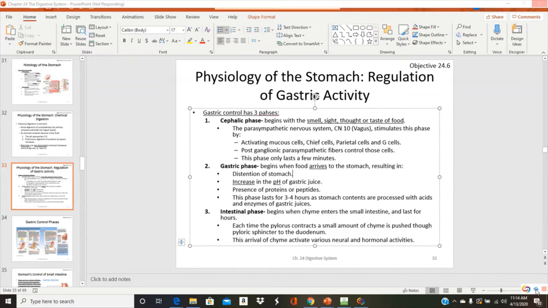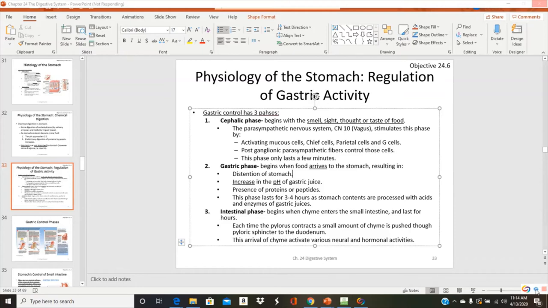So what happens is the cephalic phase starts with: I see food, I smell food, I think about food, my vagus nerve comes down, it stimulates my mucus cells, my chief cells, my parietal cells, my G cells to produce mucus, to produce pepsinogen, to produce hydrochloric acid. The stomach starts to get a little bit wobbly, things like that. Gastrin is going to make you hungry, okay? Gastrin stimulating hunger is one of the things it does. You're going to want to get food in you, but it doesn't last long.